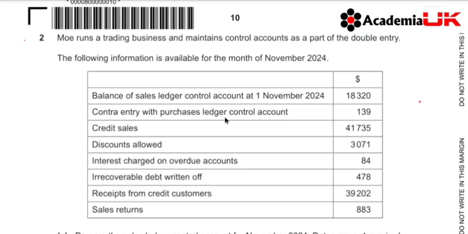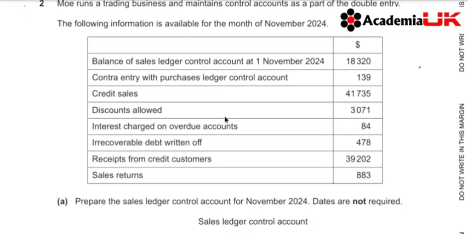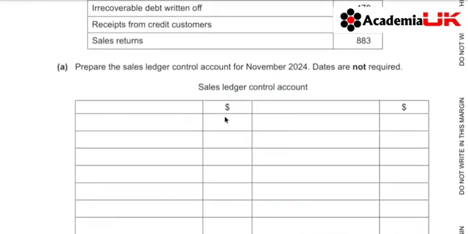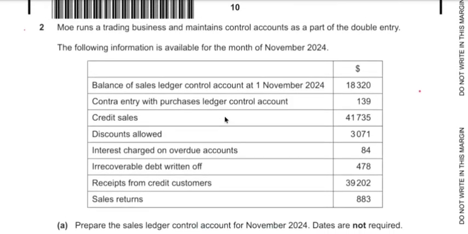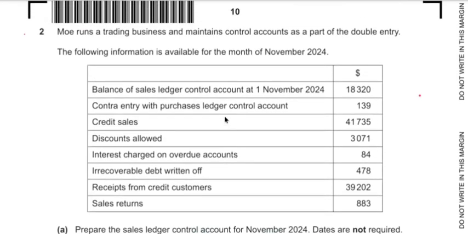So Mo runs a trading business and maintains control accounts as a part of the double entry. The following information is available for the month of November 2024. Now, in the first part, they're asking you to prepare the sales ledger control account, which is very simple. And the information that has been given to us is the opening balance of the sales ledger control account at 1st November. So this is the amount that will go on the debit side of your sales ledger control account. Now keep in mind they haven't mentioned a credit balance with this, so this means that this is a normal debit side balance for sales ledger control account.